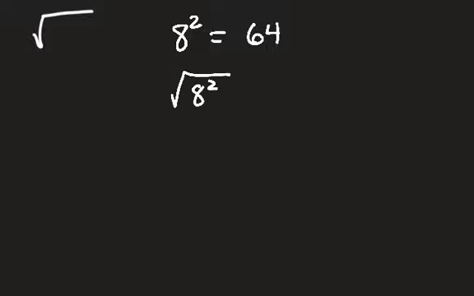So, on Thursday, we started with square roots. We said it was the division sign with an attitude. We said that its job was to cancel squaring, the inverse of squaring. So here we have 8 squared is 64. And the square root of 8 squared, also known as the square root of 64, is canceling that squaring. So we get 8. The square root of 64 is 8.